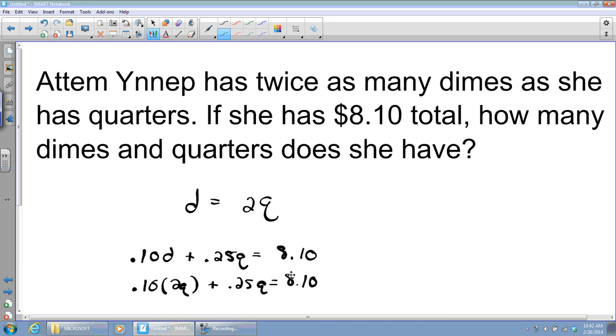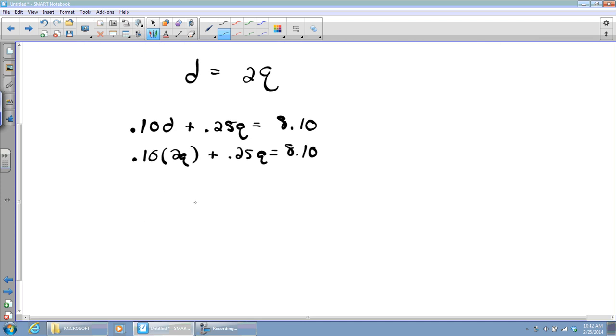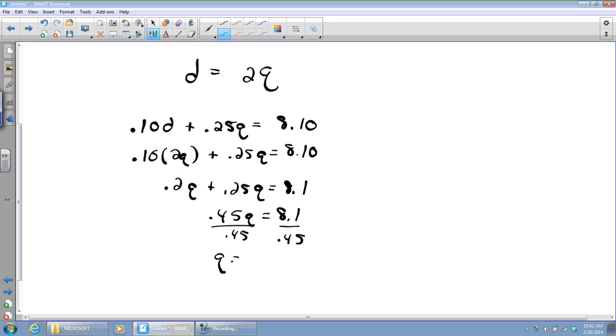Anyway, looks like we're doing fine here. And I'm going to get 0.2Q plus 2.25Q equals 8 1/10. That should get me 45Q, and that'll equal that. And I'll divide by 0.45, 45 on both sides, and Q, I believe, will end up being 16. Let me just double check with that. It's 18, actually. It's 18. I'm glad I checked. There we go.